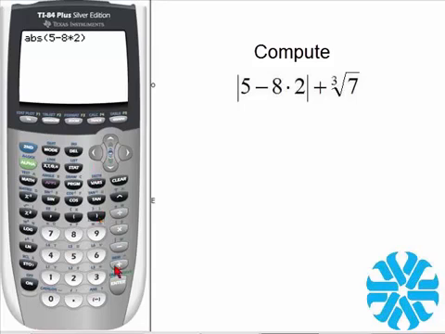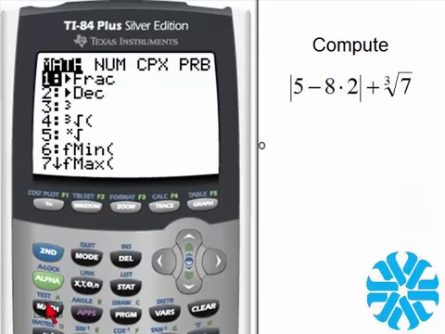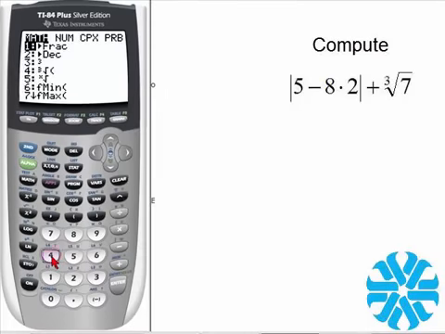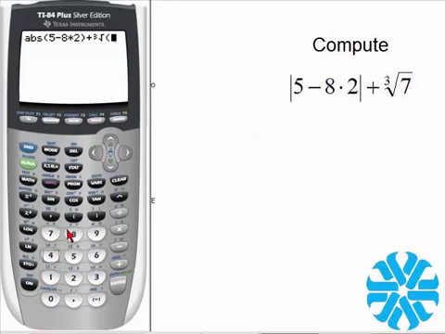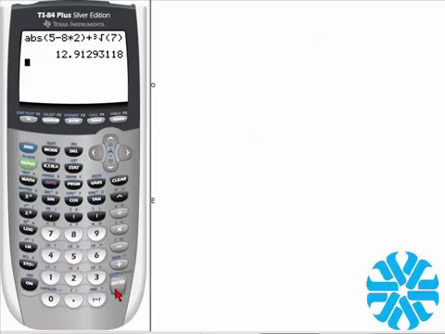then added to the cube root of 7, and we must hit the Math button so we can enter in the cube root symbol. And we can see that number 4 here is the cube root, so we will select 4 and do the cube root of 7. And select Enter. This concludes the use of the absolute value.